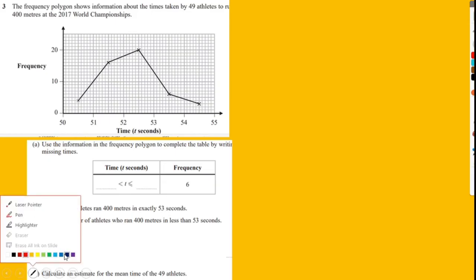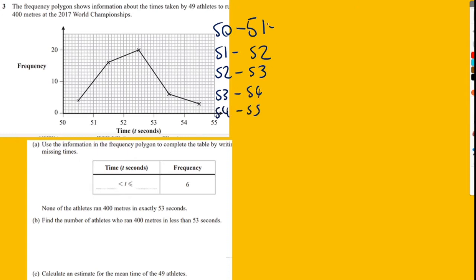The frequency polygon shows information about the times taken by 49 athletes to run 400 meters in the 2017 World Championship. Use this information to complete the table. If you look at part C, we're going to have to estimate the mean, and the mean's always easier from a frequency table. So I'm going to draw a frequency table now: 50 to 51, 51 to 52, 52 to 53, 53 to 54, and 54 to 55. Because if you were plotting a frequency polygon, you'd always do it from your midpoints.